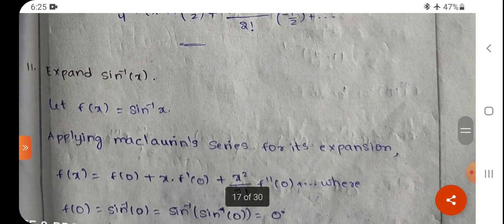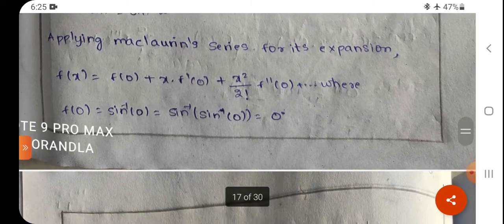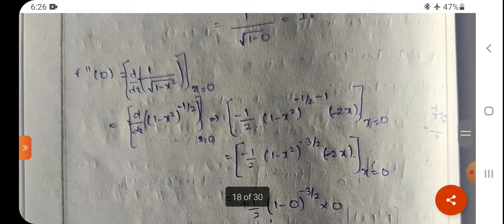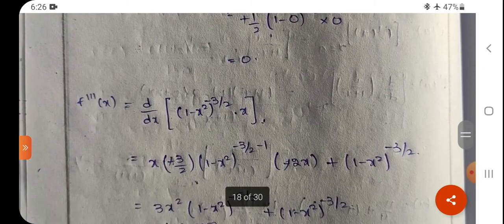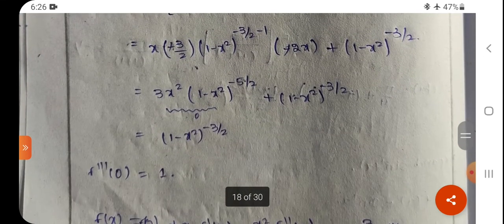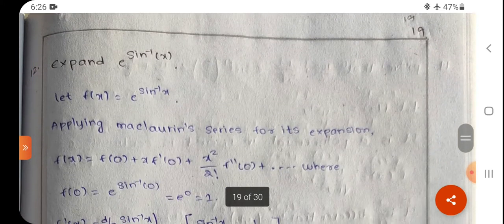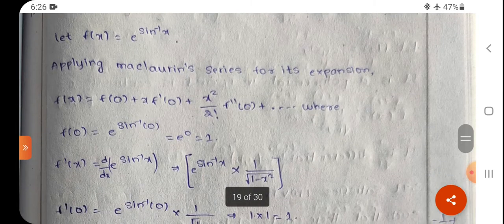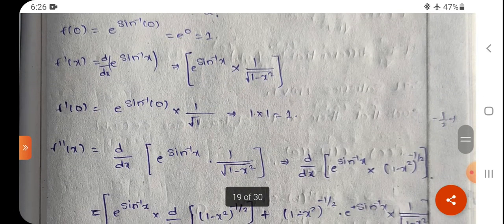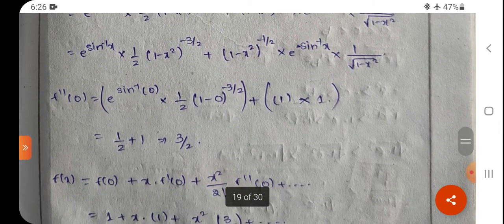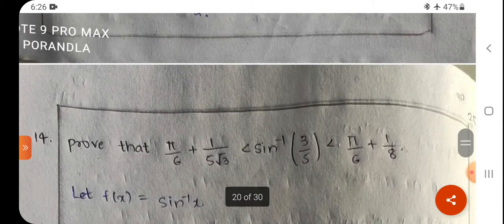Expand sin inverse of x, start with f of x equal to sin inverse of x, no point is there, Maclaurin series. You need to calculate 2 or 3 values of derivatives and directly substitute in the formula. E power sin inverse of x also same. Only the thing is you need to have the derivatives. Minimum you need to have it. Then directly you can substitute in the formula.